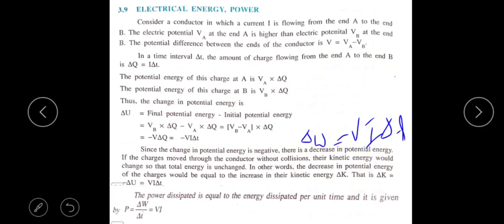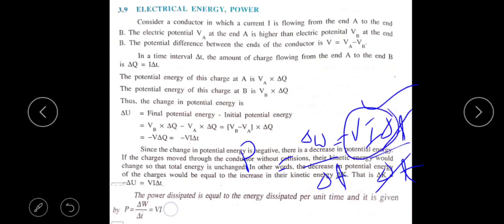The power dissipated is equal to the energy dissipated per unit time. We know that power is nothing but energy per time. So power dissipated is the energy dissipated divided by time. Delta T gets cancelled, and the remaining term is V into I.